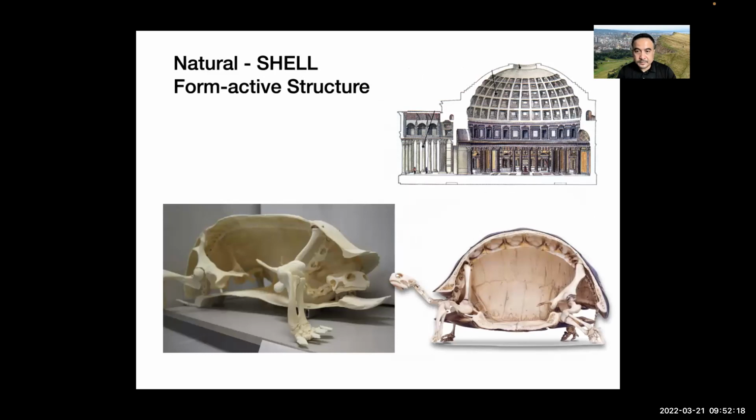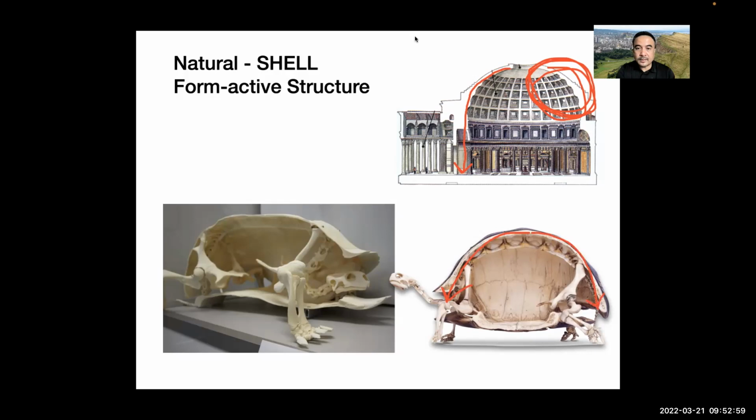An example of form active is the dome. The way the weight transfers from the top to the ground is along the curved line of the dome, right? Along here. Yeah, along this line, right? And it's also a continuous joint, right? It's in one piece. We can see that in the natural form of the tortoise, right?